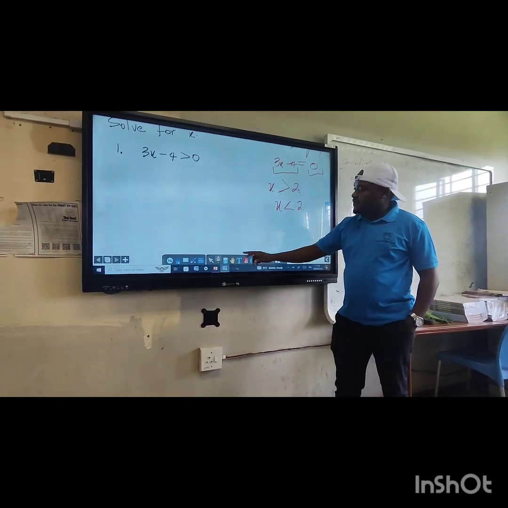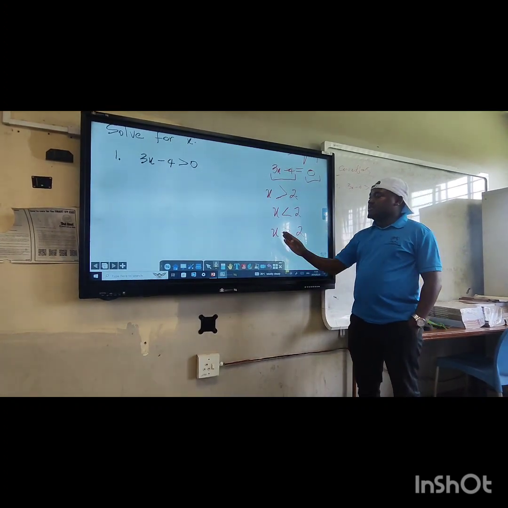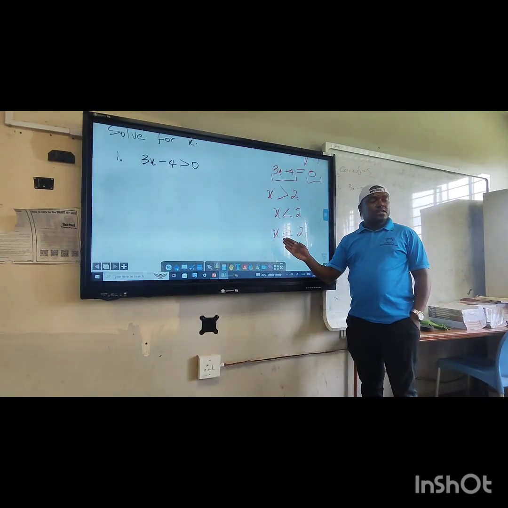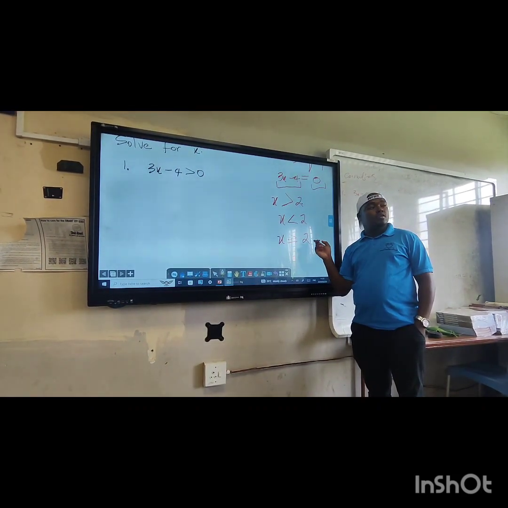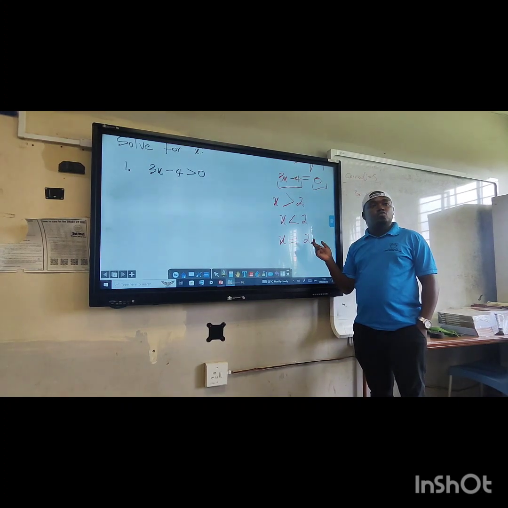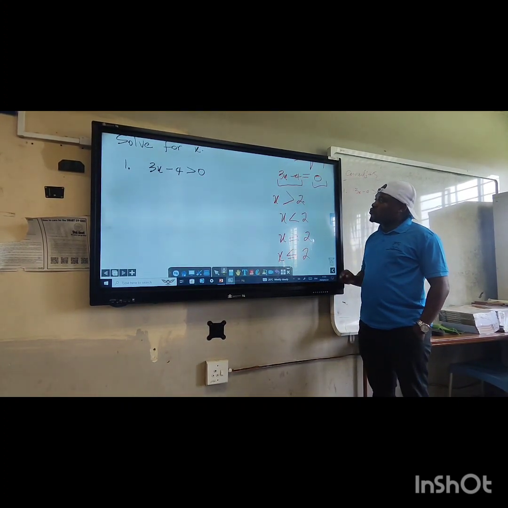Another thing you can have is x being greater or equal to 2. It means you can pick any number for x, but it must start from 2 because it can be equal to 2, or it can be greater than 2. And another one is x is less or equal to 2.